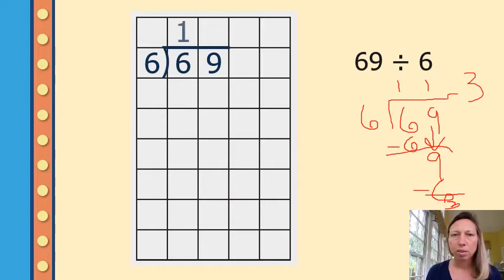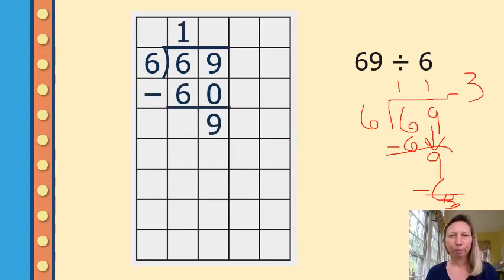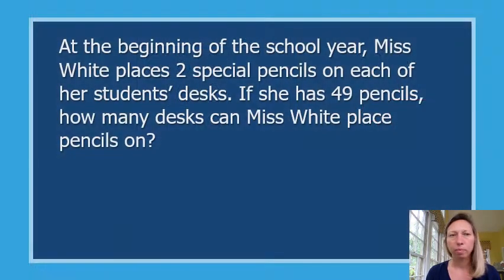All right, so if they go through the steps here, same answer, 11 remainder of 3. At the beginning of the school year, Mrs. White places 2 special pencils on each of her students' desks. If she has 49 pencils, how many desks can Mrs. White place pencils on? So we have 49 divided by 2.